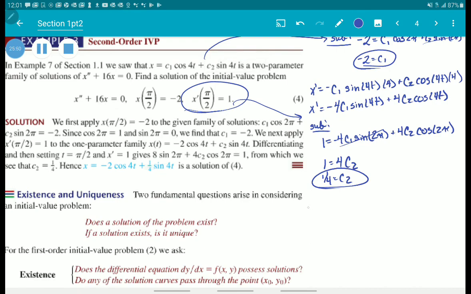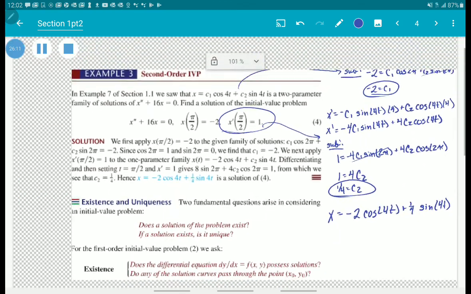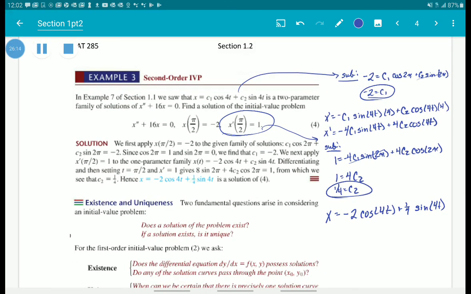So then, our particular solution, x, is equal to c1, which is negative 2 cosine of 4t, plus c2, which is 1/4 times sine of 4t. So that's where that particular solution is coming from. In this case, we ended up coming up with really a system of equations, but this one was simple to solve.